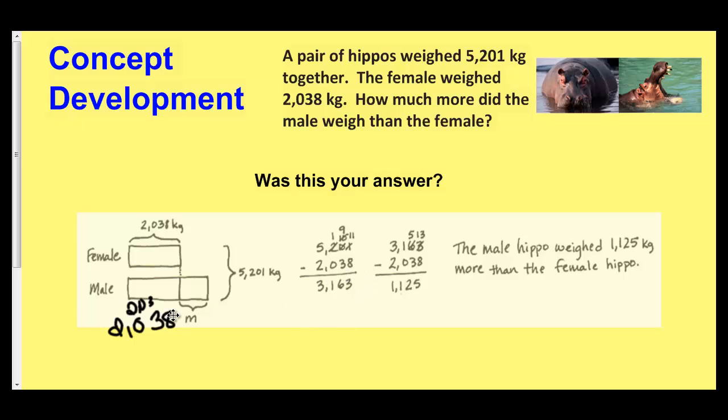So what that tells me is that the male altogether weighed 3,163 kilograms. Excuse me, I keep saying pounds. The question doesn't say how much does the male weigh. It says how much more. So that's why this is a multi-step problem. So you can see I had to take the weight of the male and subtract the weight of the female to find out how much more. So the male weighed 1,000 kilograms more.